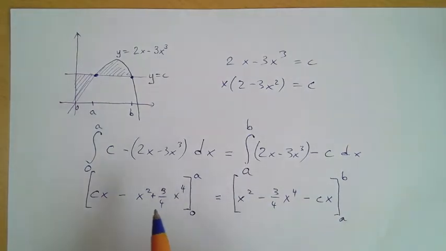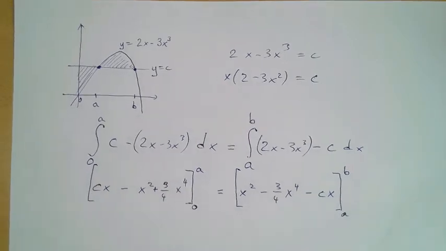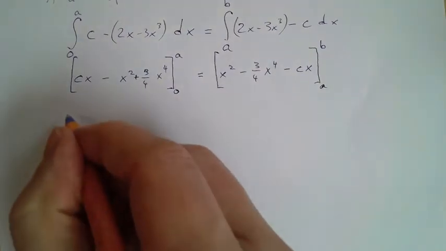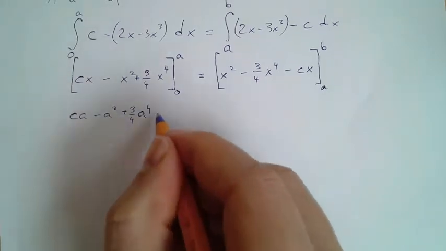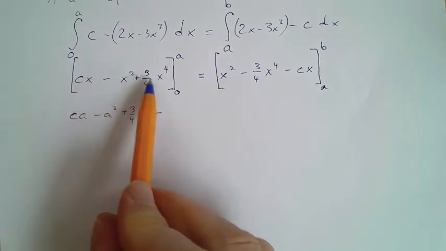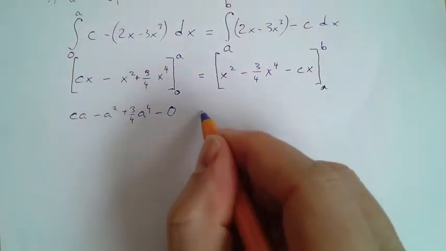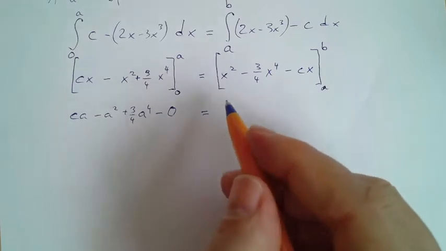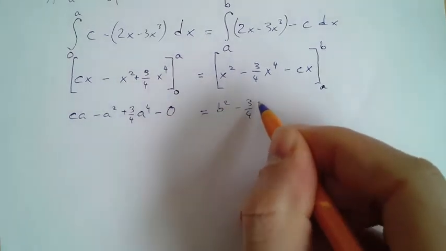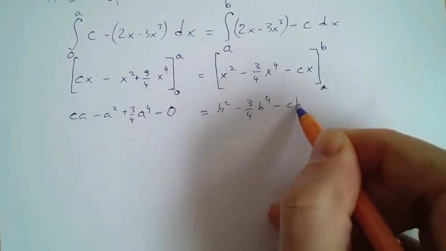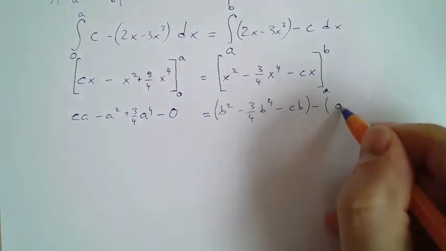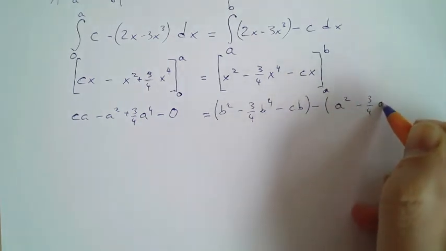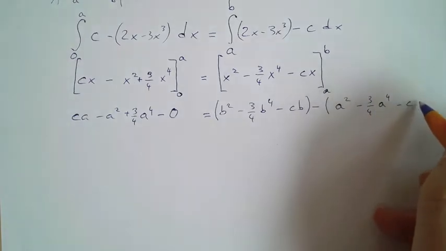So let's see what happens. If we now use the fundamental theorem of calculus, substituting a and 0, we get ca minus a squared plus 3 over 4 a to the power 4 minus 0, so minus 0. On the other side, b squared minus 3 over 4 b to the power 4 minus cb, and we're going to subtract a squared minus 3 over 4 a to the power 4 minus ca.